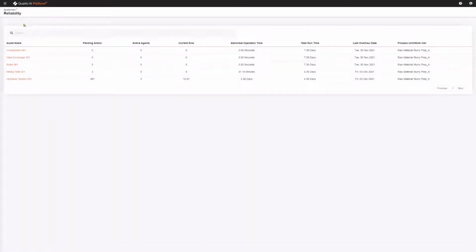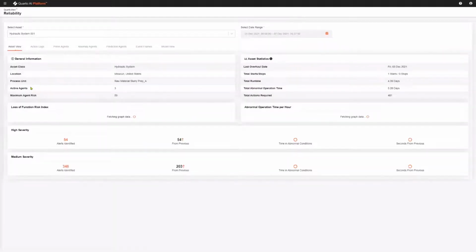So I start with an overview of my assets along with a few key metrics: the abnormal operation time, which accumulates to the potential degradation of my asset; my current risk, which is cumulative across all failure mechanisms that I've identified and built machine learning models to detect; and then, based on the failure mechanisms that trigger, I have actions that I should take to ensure the functionality of my assets. So this gives reliability leaders an overview of how RCM is being applied at their facility. From here, we want to take a closer look at one of my troublesome assets. So I'll go into this hydraulic system asset to take a deeper look.